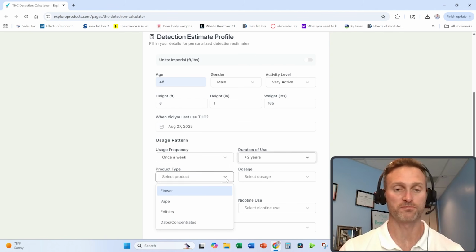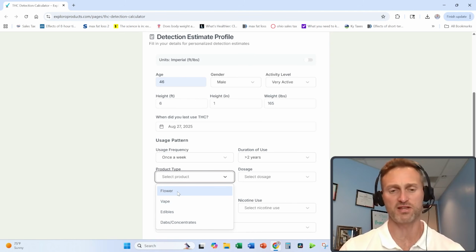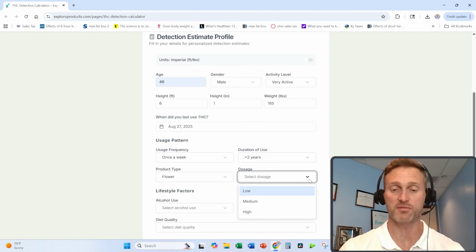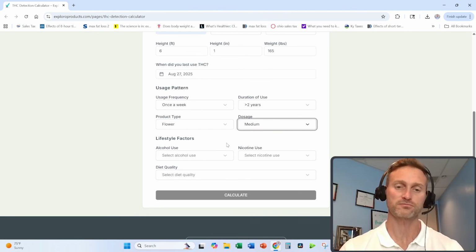once a week user. The product is they're going to smoke, and this does matter a little bit. Edibles are going to be different than flower, just based on potency, but I'm smoking here because that's, again, most common. And then dosage matters here a little bit too. I'm just going to keep this as medium for both examples as well. And then lifestyle factors. And this does matter here.